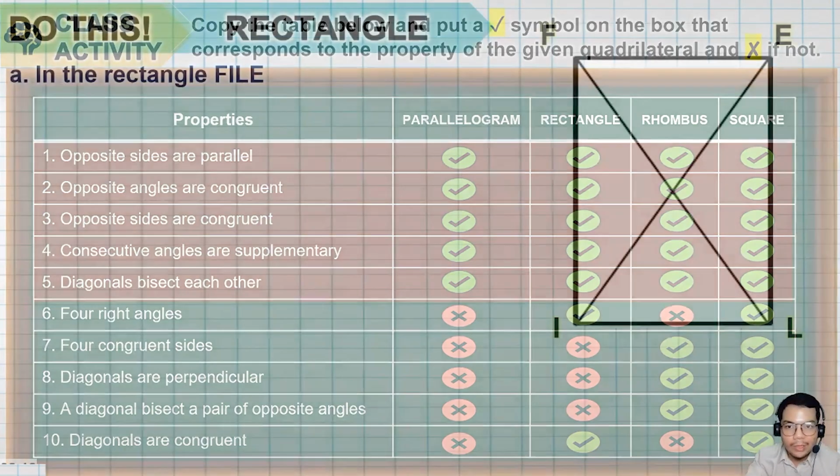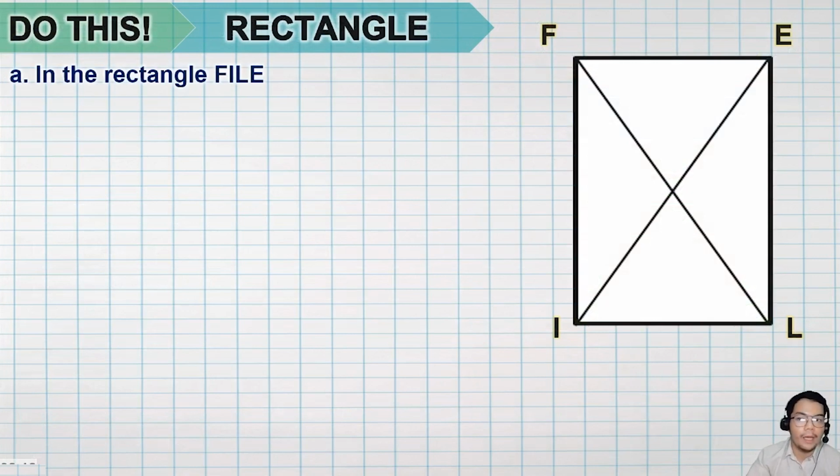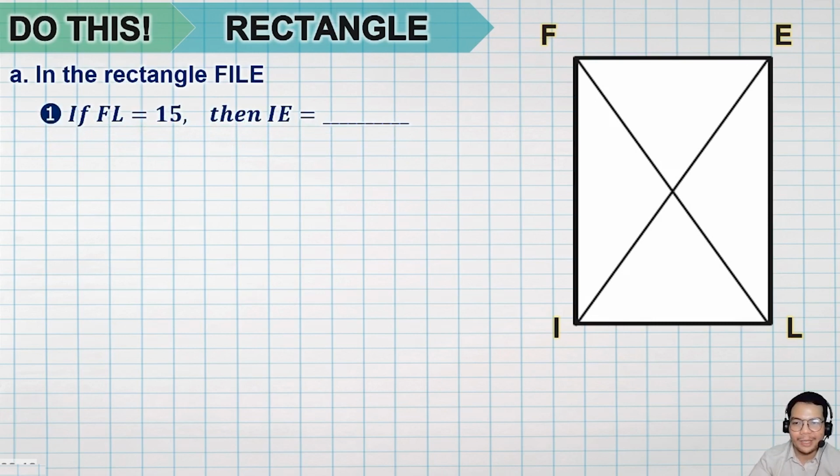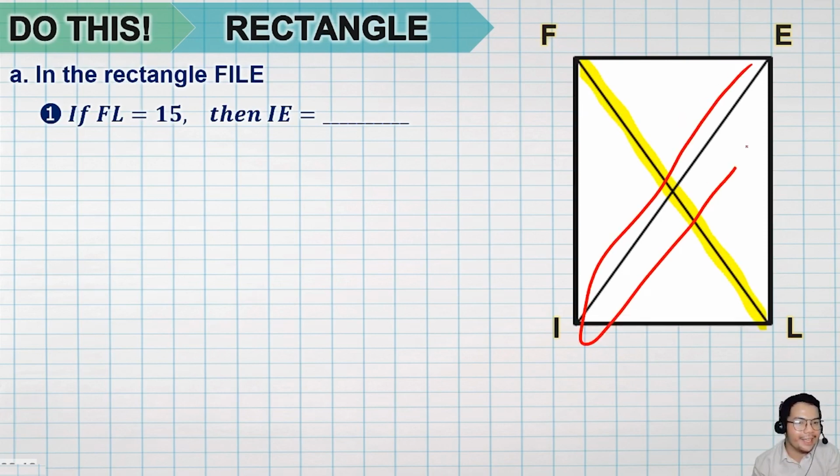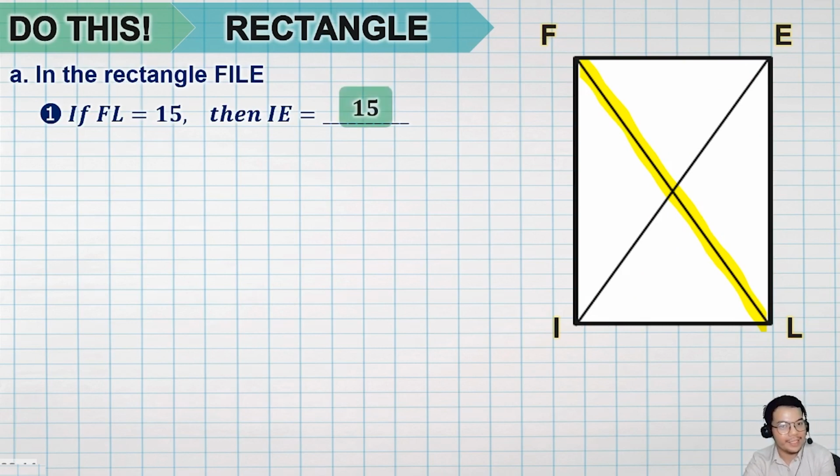Anyway, as we may continue, let's have this first special parallelogram na i-review natin for today. And this is gonna be the rectangle. So in the rectangle FILE, to start, let's have this given question. If the measurement of diagonal FL is gonna be 15, ano sa tingin nyo ang sukat ng diagonal IE? Sige, 15. So you're correct.